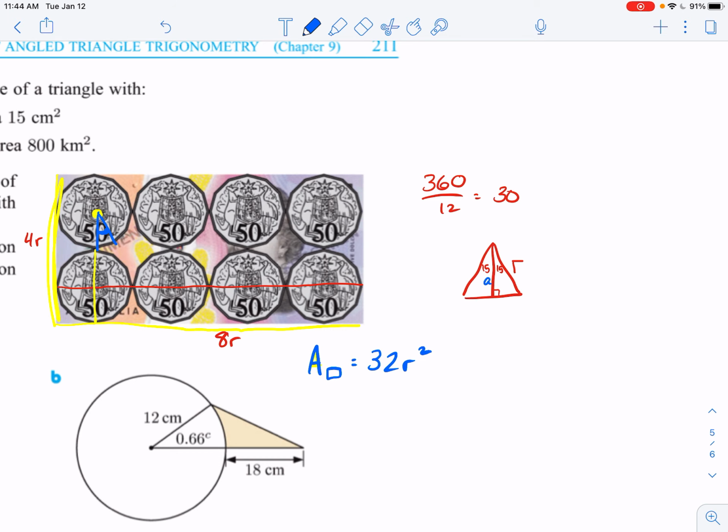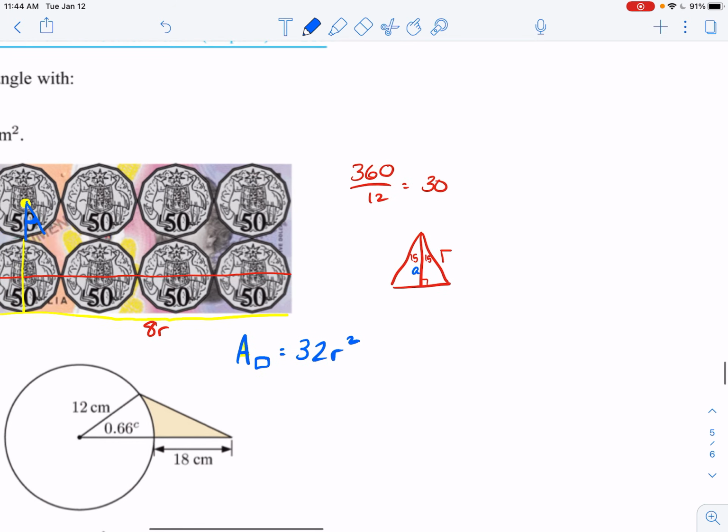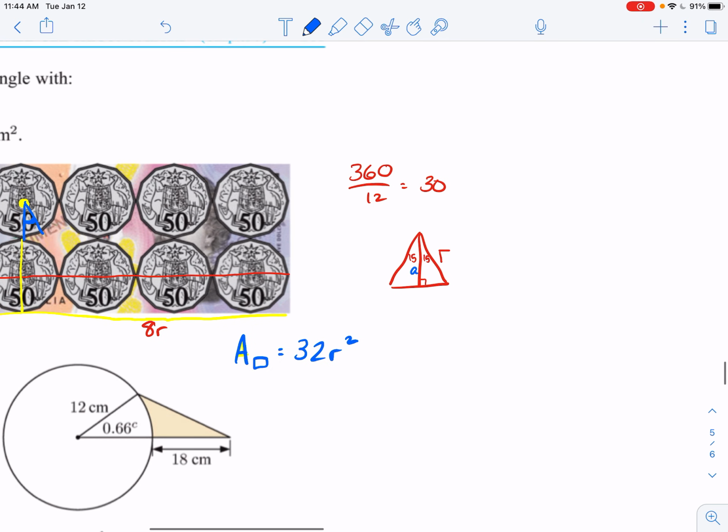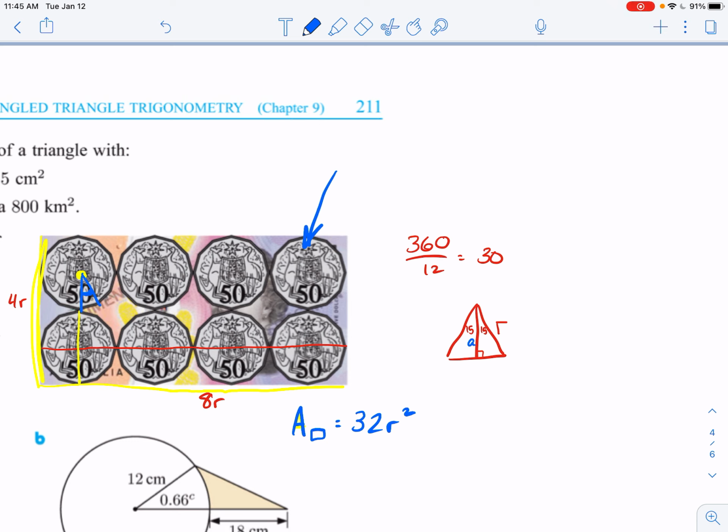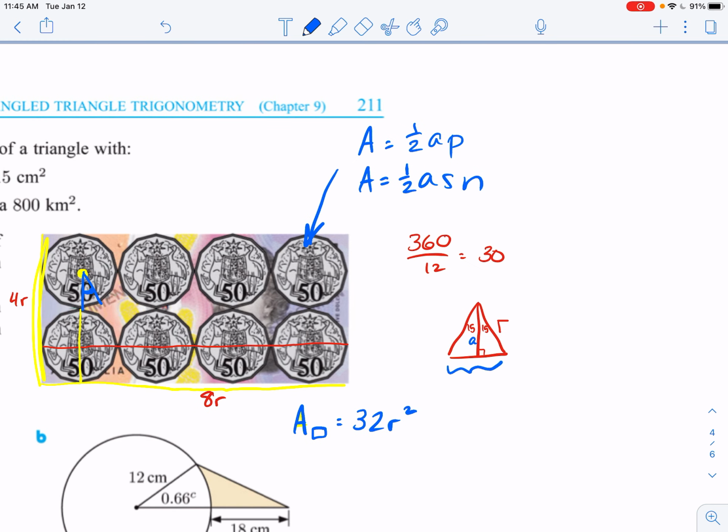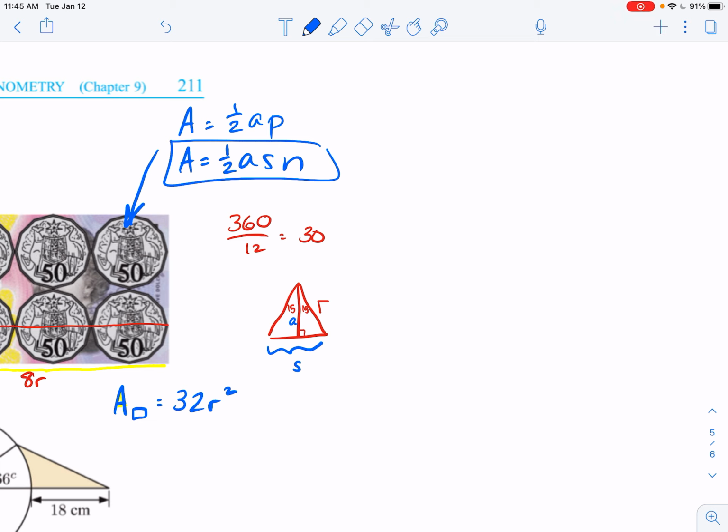When you drop in the apothem, that splits the angle into 15 and 15. Our formula for the area of a regular polygon, which we talked about in class today, is equal to 1/2 AP, the apothem times the perimeter, or 1/2 ASN, the apothem times the side length times the number of sides. On each of these, this is the side, S. We're going to find A and S in relation to R and go from there.